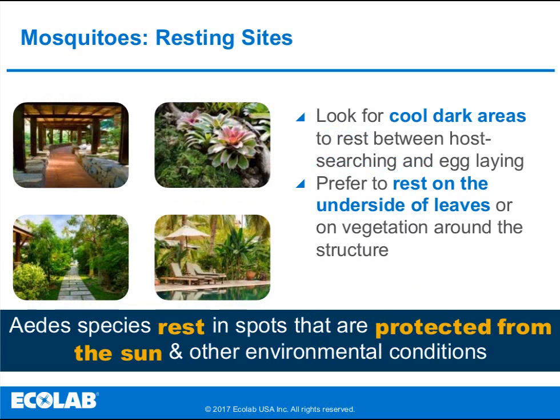The Aedes adults are poor flyers in those adult stages, and they tend not to fly too far away from their breeding source, generally under a half a mile or so. And they take frequent breaks in their flight pattern. So once they emerge from their breeding sites, they'll be looking for cool, dark areas to rest between host searching and egg laying. This may include areas like dark hallways, decks, eaves, or overhangs on the structure.